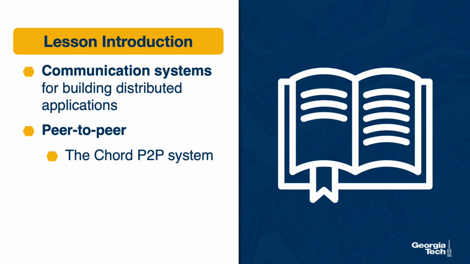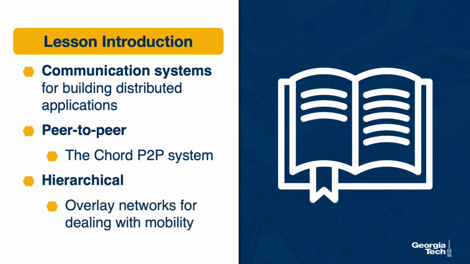Peer-to-peer communication, which is common in highly distributed and decentralized systems. For this, we will describe in more detail the CORT peer-to-peer system, and then we will also talk about hierarchical solutions for building communication overlay networks, for which we will describe how they can be used to address mobility in distributed systems, meaning situations where the participants move and it becomes important to understand where to send messages so they can quickly reach the destination even if the destination node or the user or client has moved.